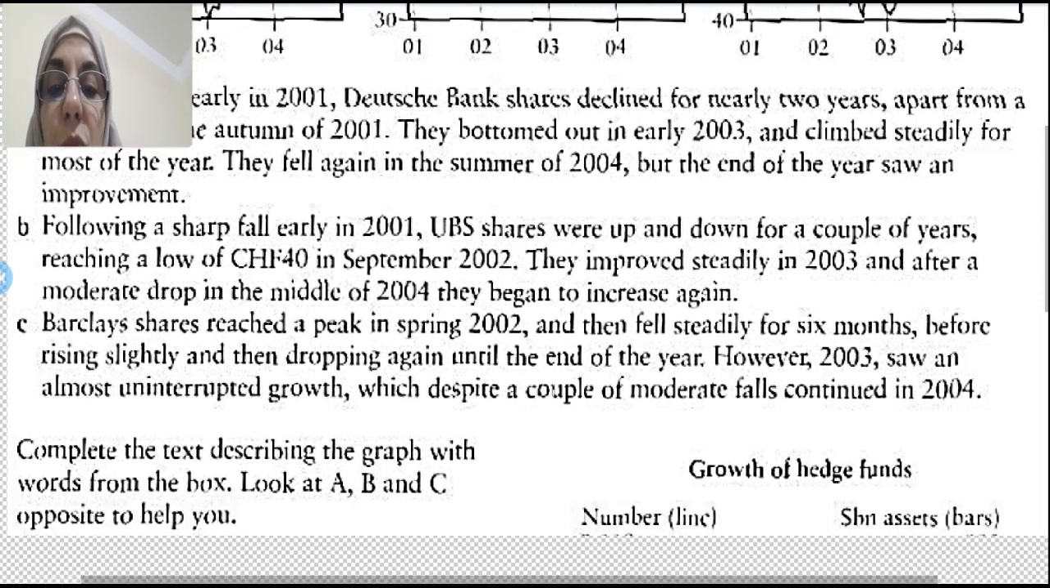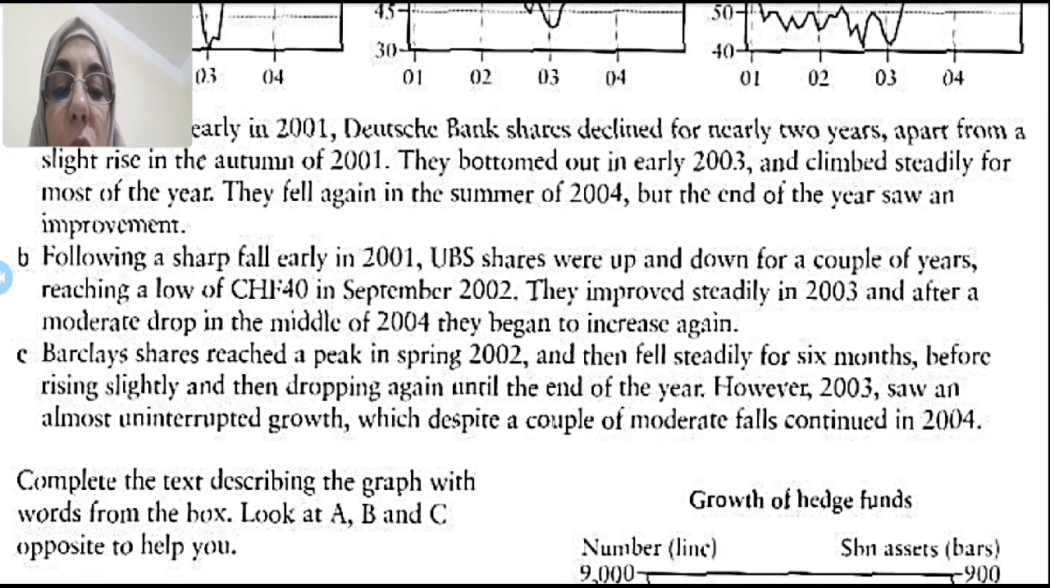Barclays shares reached a peak in spring 2002 and then fell steadily for 6 months before rising slightly and then dropping again until the end of the year. However, 2003 saw an almost non-interrupted, or uninterrupted, growth, which despite a couple of moderate falls continued in 2004.